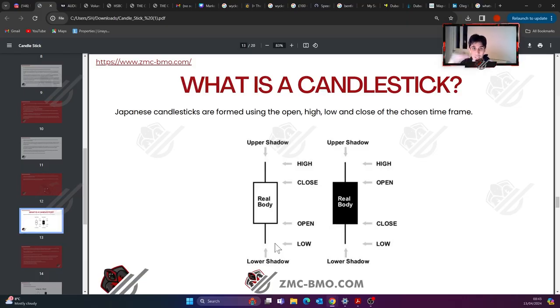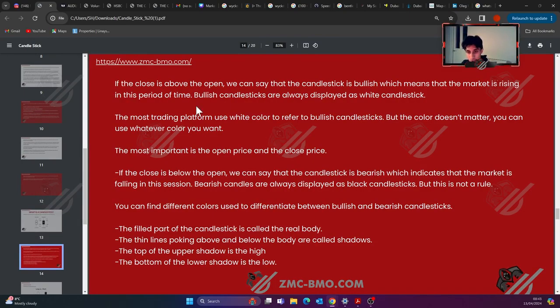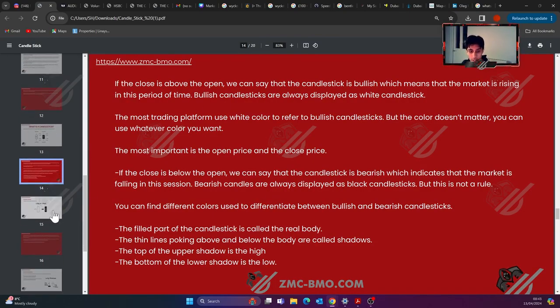So again, you have buyers and sellers fighting it out. Vice versa to a selling candle. Bullish, selling, bearish. All right. Again, I go over it here. You can take time and read all of this.